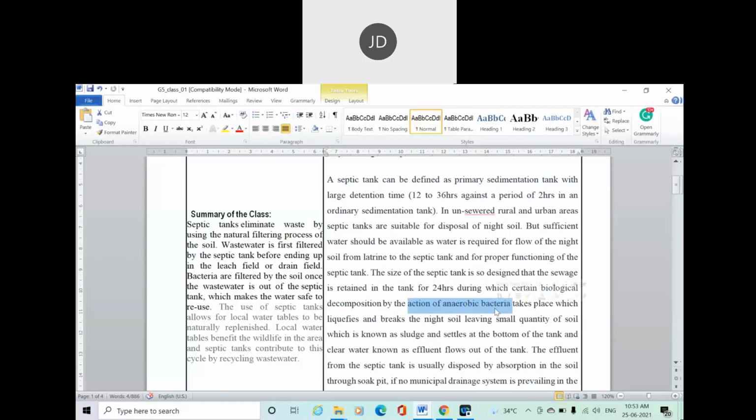Okay, and as a result of this anaerobic decomposition, the heavy night soils are broken down into smaller parts, and a smaller quantity of the night soil settles at the bottom of the chamber or bottom of the septic tank, and they are known as sludge. Okay, they settle at the bottom of the tank. And finally, the wastewater comes out of the septic tank as effluent.